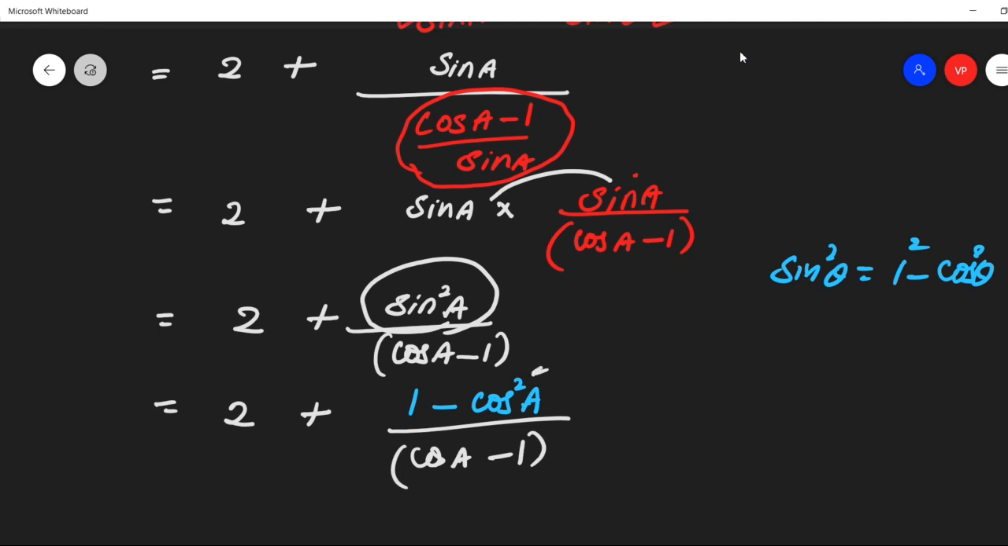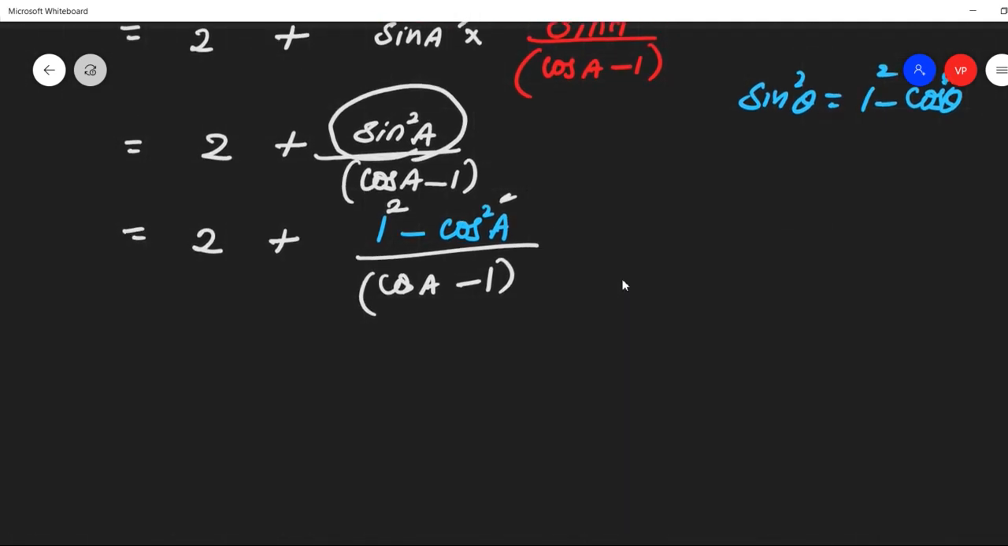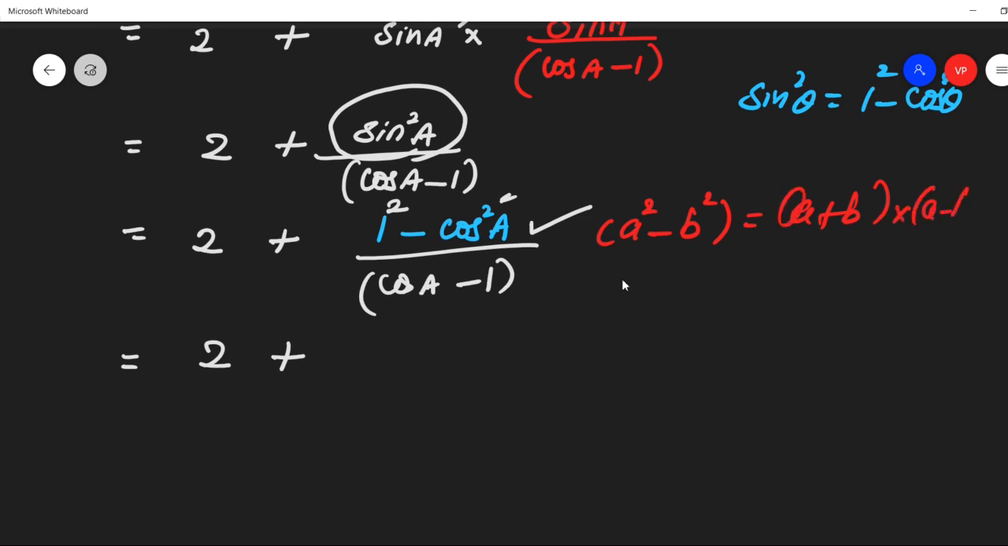So the numerator you have is sin square. Okay, so what is the next step? Students, listen carefully, concentrate. The next step: 2 plus. This numerator is of the form a square minus b square. How will you write it? a plus b into a minus b. So it is 1 plus cos A and 1 minus cos A.